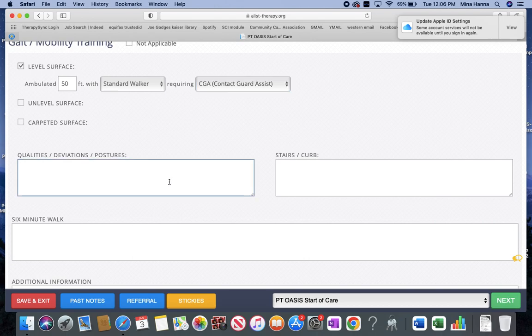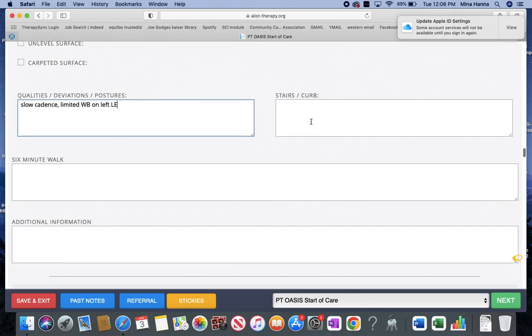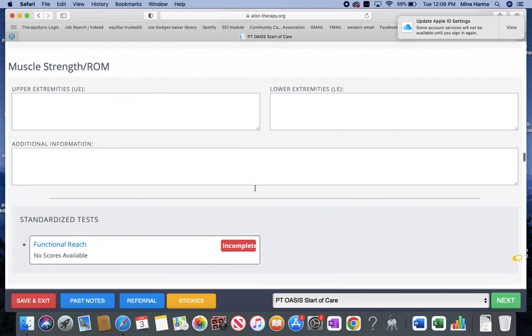Now you go into posture. You can put something like slow cadence, right? Limited weight bearing on left lower extremity, whatever you want to write on it. Stairs, maybe not tested in this example, right? Too soon. So we go on.